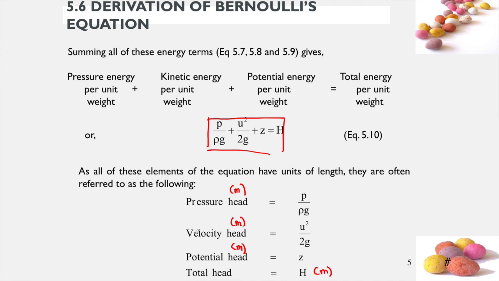That's why pressure head means the pressure in unit meter. Velocity head is velocity in unit meter. Potential head is potential in unit meter. This velocity head is actually the kinetic head. So the equation here is in units of meter: pressure head, kinetic head, and potential head.